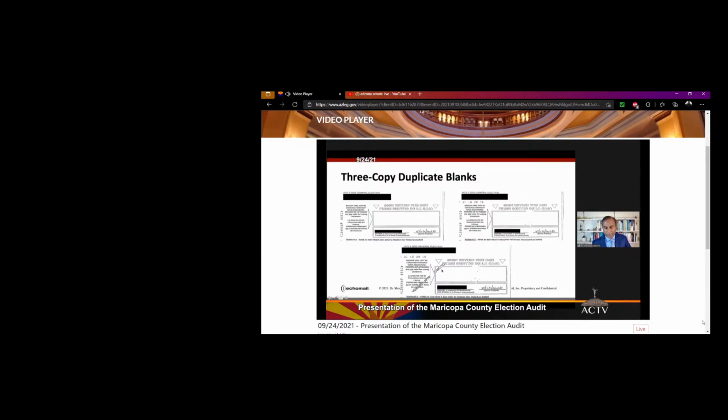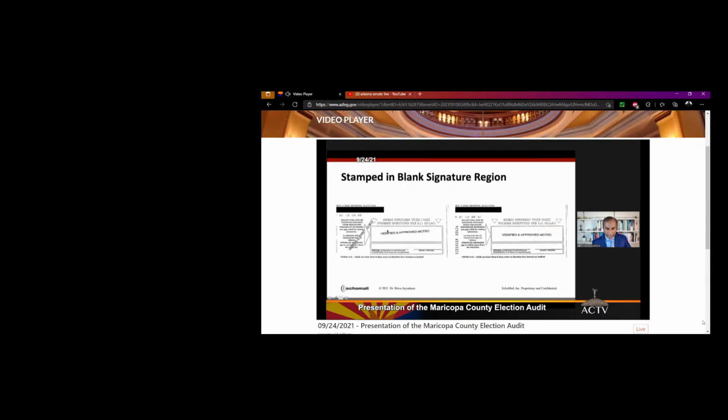All right, the next anomaly is verified and approved in the blank signature region. So what do I mean by that? So this is blank, but the verified and approved is appearing right in the blank. Again, this is process issues which we'd love to get answers to. So same thing here. Same thing here, the verified and approved is right there.